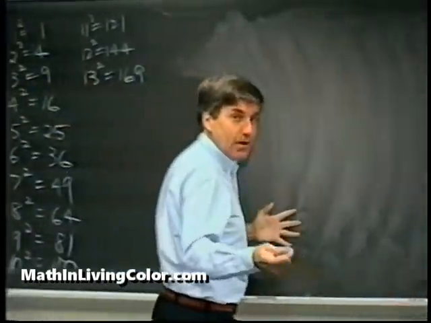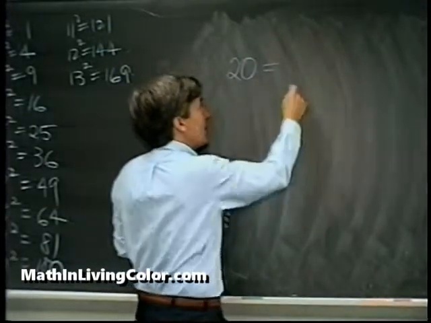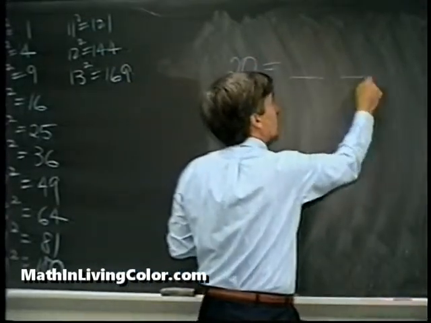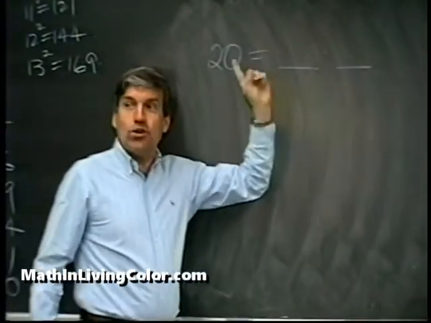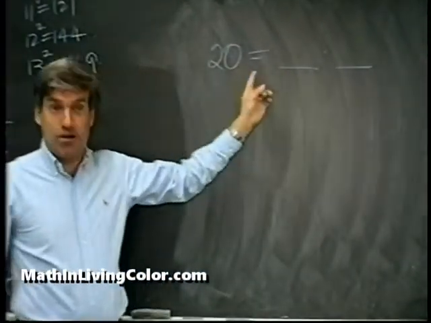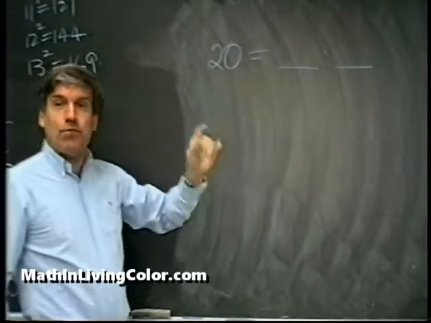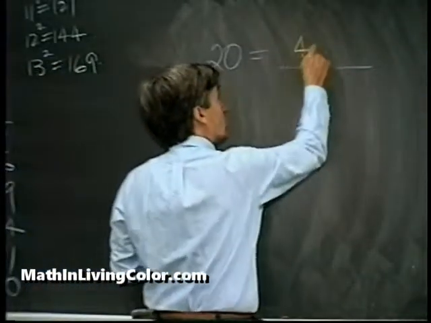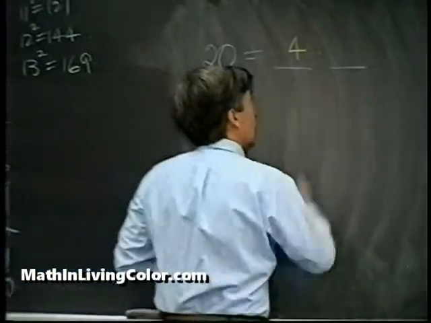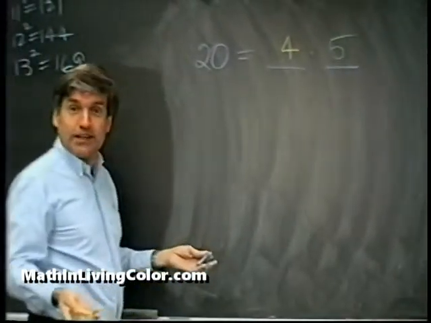Now, here's a little game I want to play with you. If I give you a number like 20, I want you to write that as a number times a number, except not just any number times any number. The first number has to be a perfect square. All right, what perfect square goes into 20? 4, all right? 4 times what other number? 5. 4 times 5, okay? Any question on that little game?